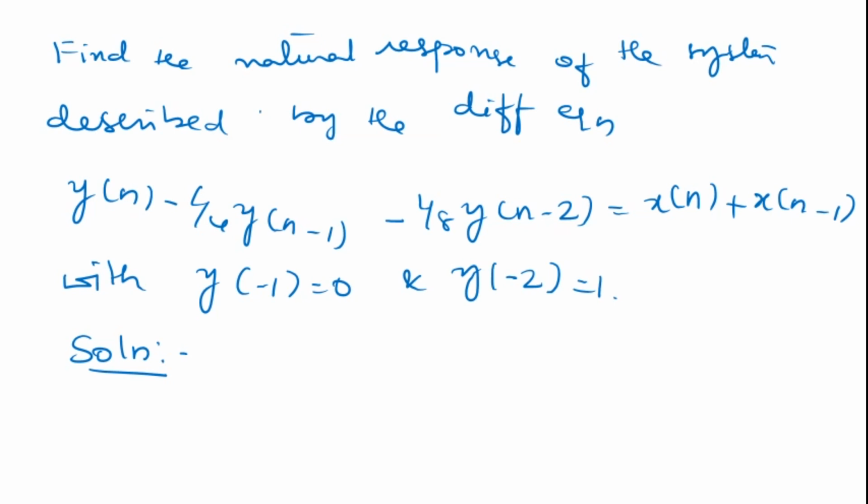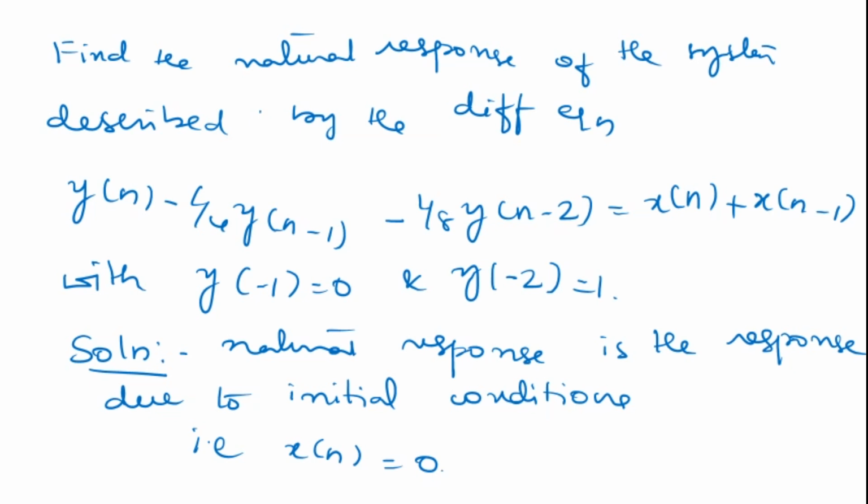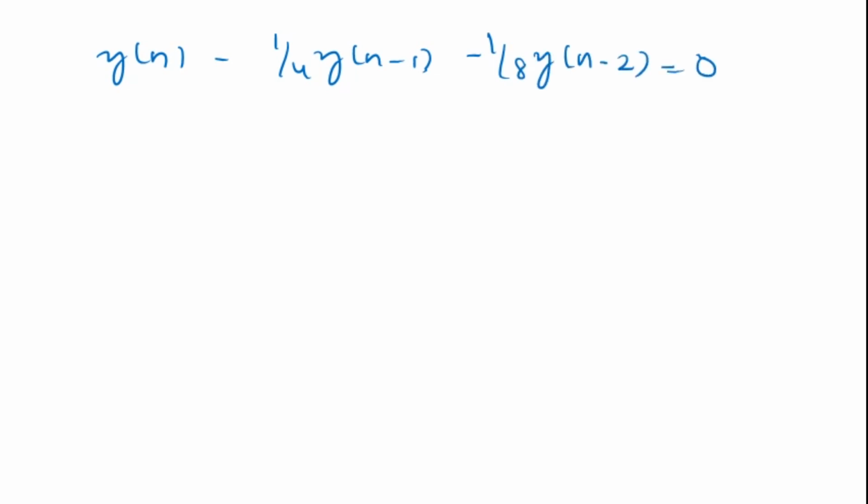We know that natural response is the response due to initial conditions, that is, we have to make x of n equal to 0, which gives y of n minus 1 by 4 y of n minus 1 minus 1 by 8 y of n minus 2 is equal to 0.